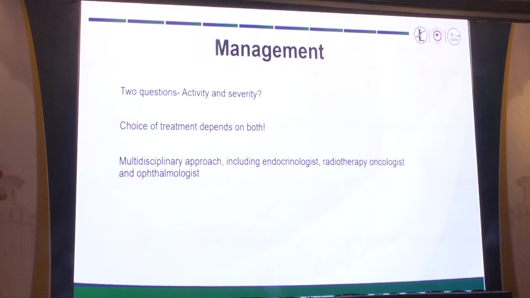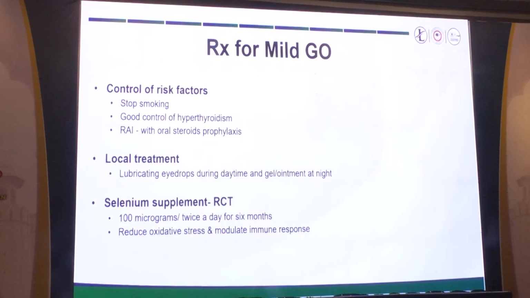So management, how do we approach and how do we manage? The two important things that Dr. Zubaida wanted me to mention here today is the activity and severity has to be assessed according to whatever classification that you may choose. It is a multidisciplinary approach. It begins with us as ophthalmologists. We include the endocrinologists and radiotherapists and radiology to make sure there's adequate imaging that is done. And we have a wholesome approach towards managing a patient of such a condition. Treatment for mild Graves, the control of risk factors, this is something we are aware of. Radioiodine uptake therapy, good control of hyperthyroidism, lubricating eye drops, and selenium for mild.